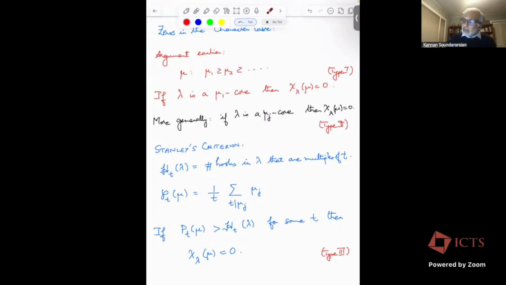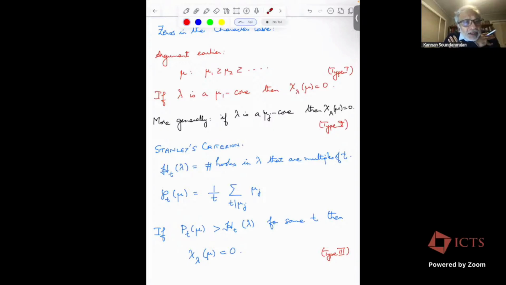More generally, if you take any part in mu, and you're not able to find a border strip of that length in lambda, then the character value again is going to be 0 by this Murnaghan-Nakayama rule. And these are called zeros of type 2. So these are slightly better, more general than the zeros of type 1. And then there's a still more general criterion that you can write down, which is due to Richard Stanley.